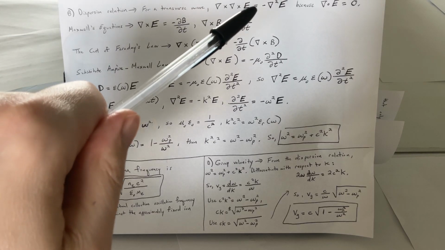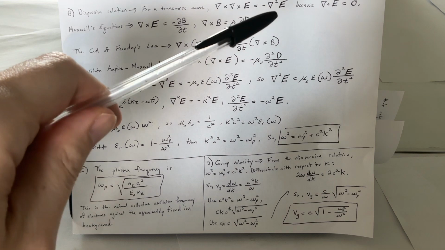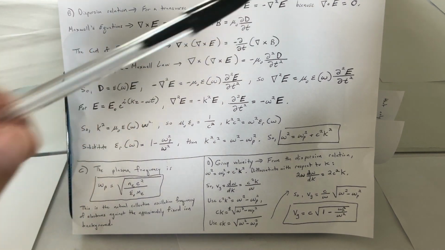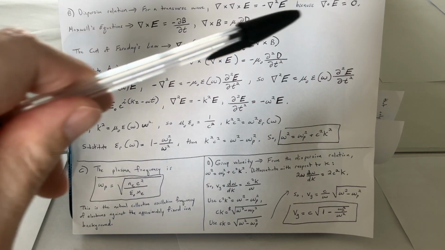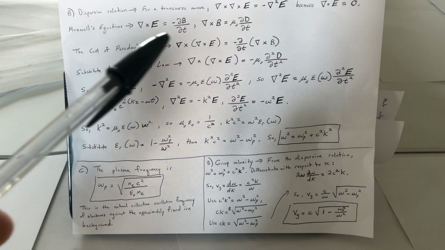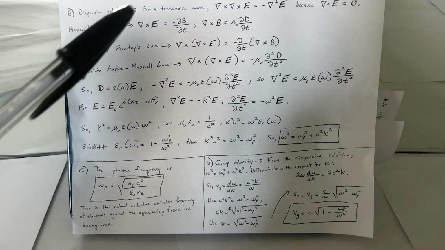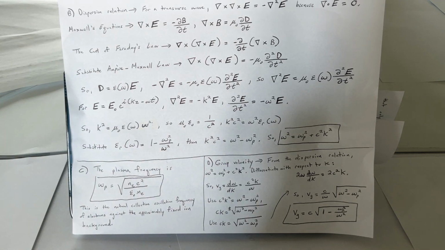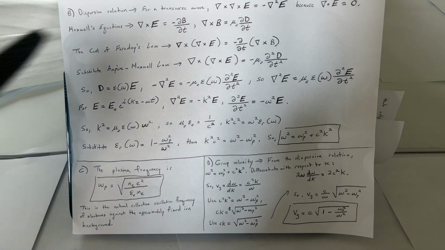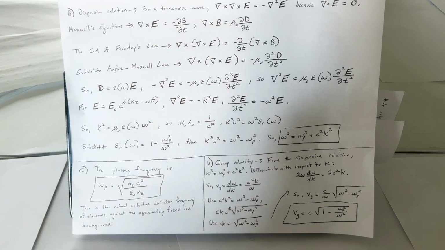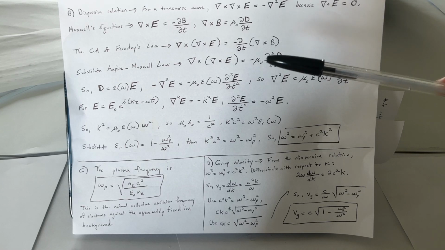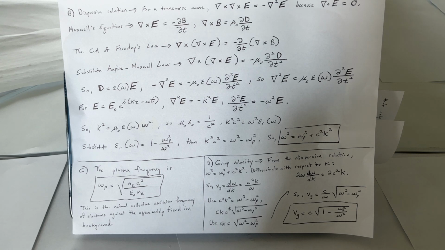Del cross (del cross E) equals negative del squared E, because the dot product of del and E equals 0. So from Maxwell's equations here, del cross E equals the negative partial B with respect to t. Del cross B equals mu naught partial D with respect to t. And taking the curl of Faraday's law, del cross (del cross E) equals the negative partial derivative with respect to t of del cross B.